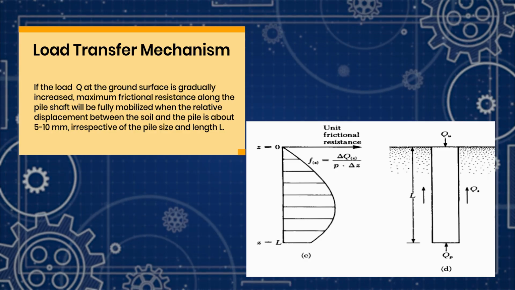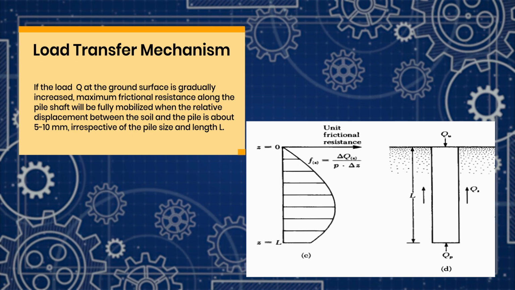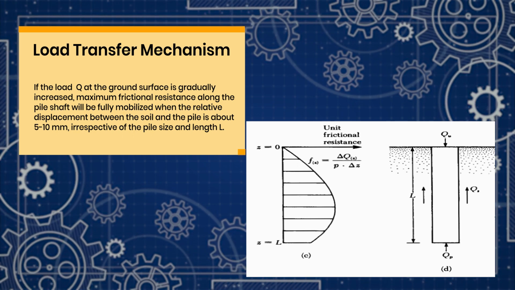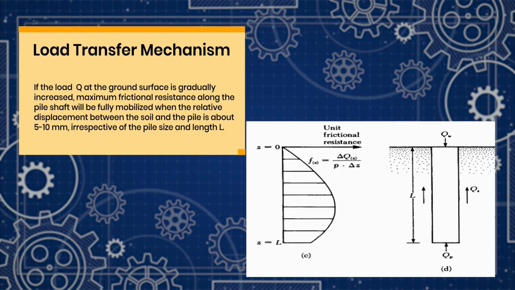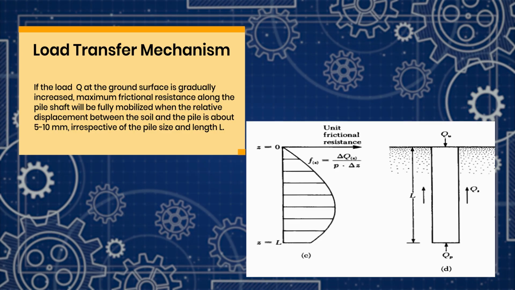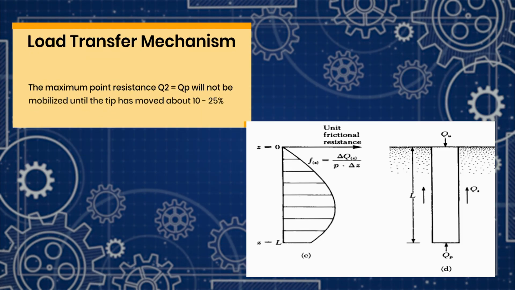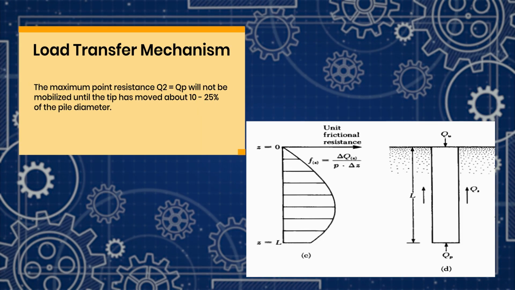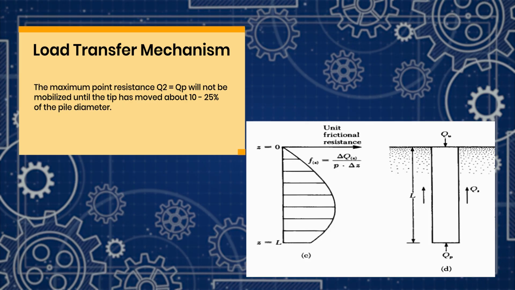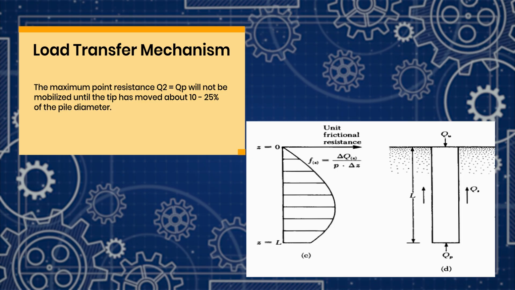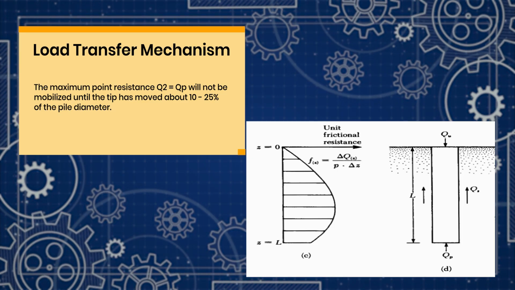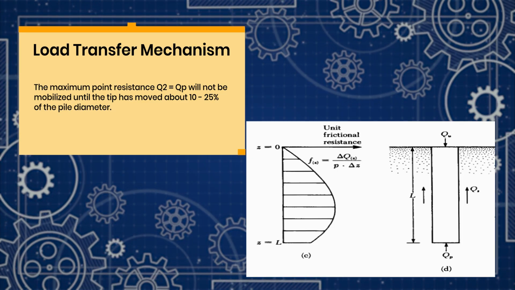Generally, what is the rule? The shaft resistance is mobilized when the relative displacement between the soil and pile is 5 to 10 mm, irrespective of the pile size and length. Similarly, when we come to the load bearing, this will not mobilize until the pile has moved about 10 to 25% of the pile diameter. This is the concept.